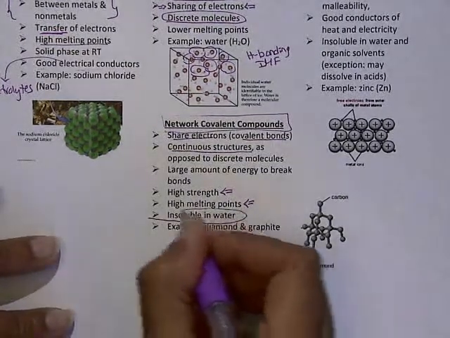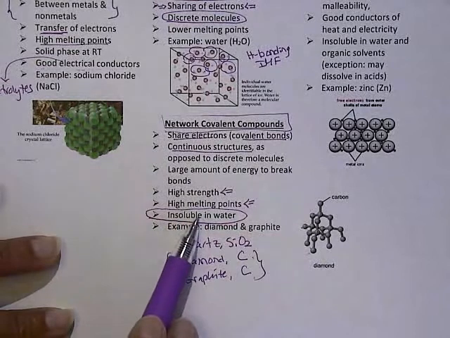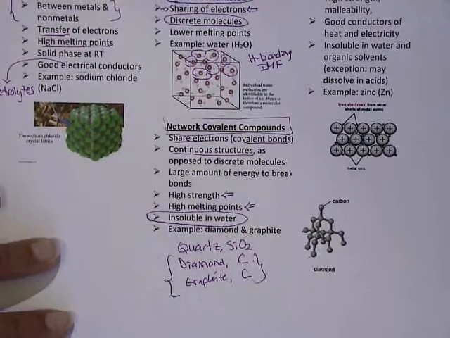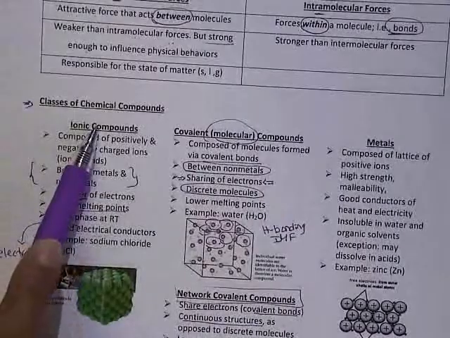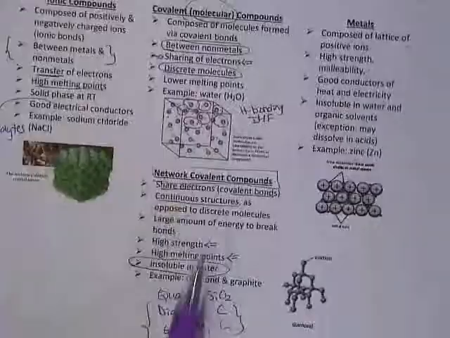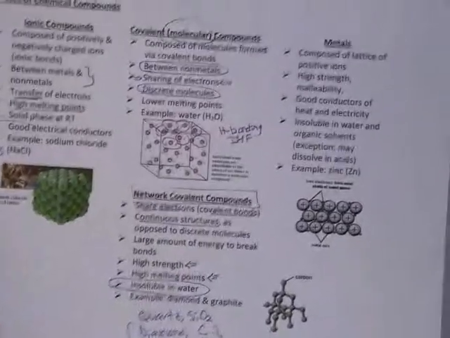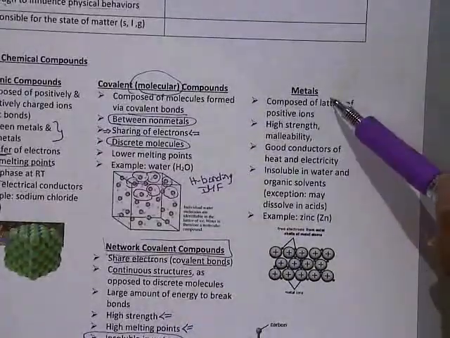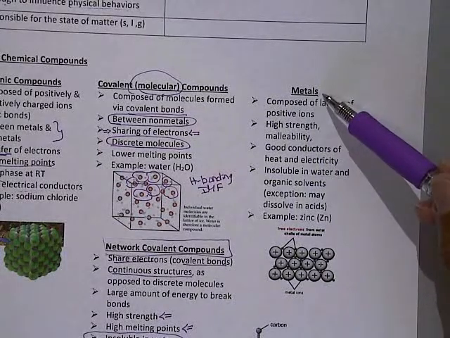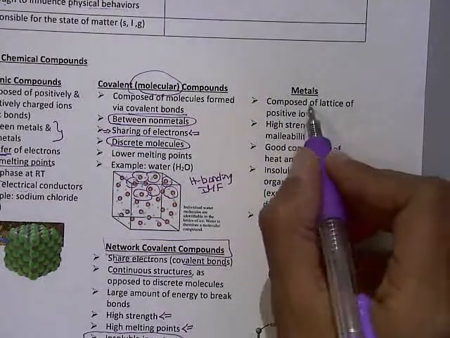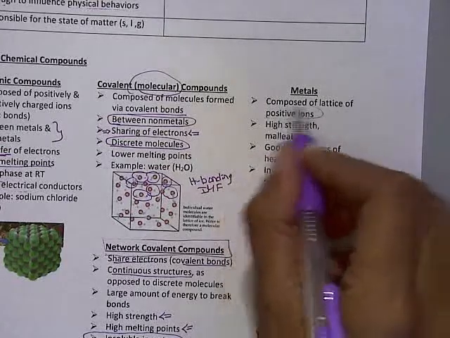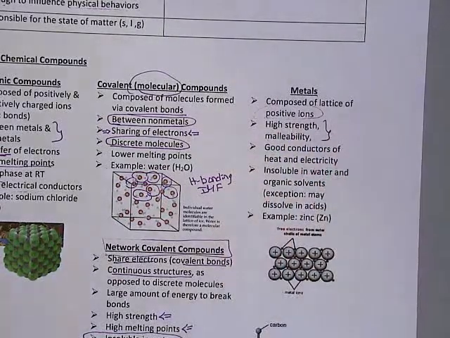One major characteristic of network covalent compounds is that they're insoluble in water. So ionic compounds are always soluble in water. Network covalent compounds are insoluble in water. The last class of compounds that we've talked about are metals. And metals are composed of a lattice of positive ions. They're extremely high strength, and they're good conductors of electricity.